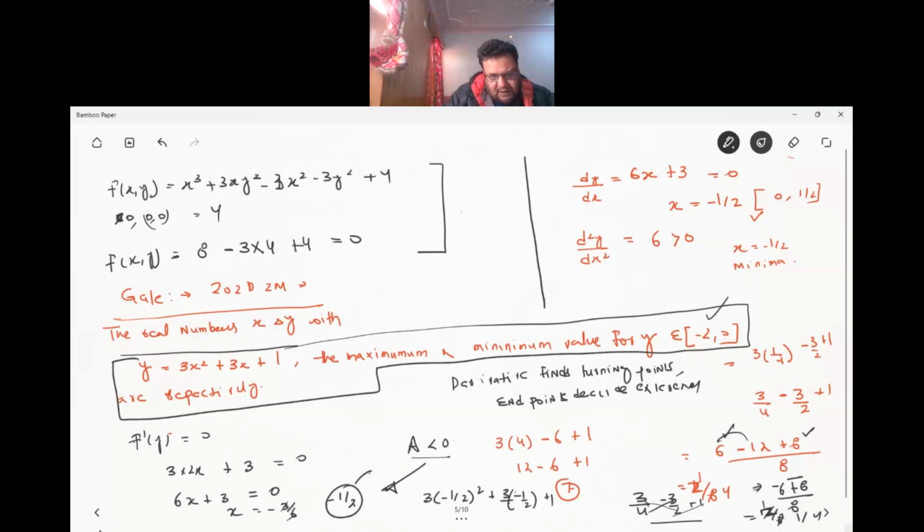So the minima value is 1 by 4, right? Minima value you have to do the derivative technique. Maxima value, just substitute the end point. The end point is x equals minus 2. So minus 2, if you substitute there.